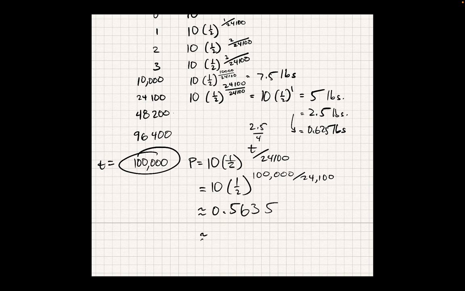So let's rewrite our answer: 0.564. We're not done. Pounds. You see how I'm writing approximately equal? Squiggly. That's approximately equal because we are rounding. So it's about a half a pound after 100,000 years. So anytime we round, we squiggle it? That's a good idea.